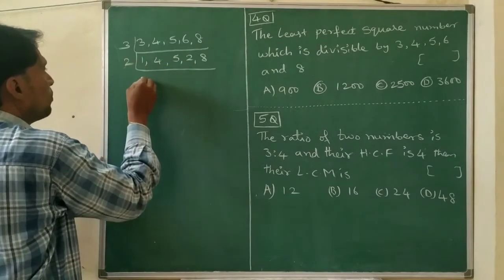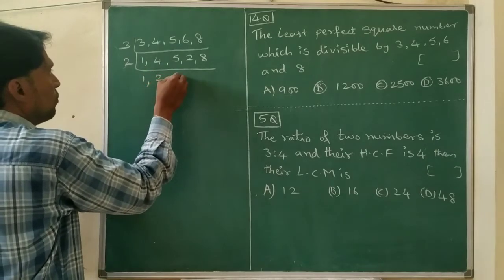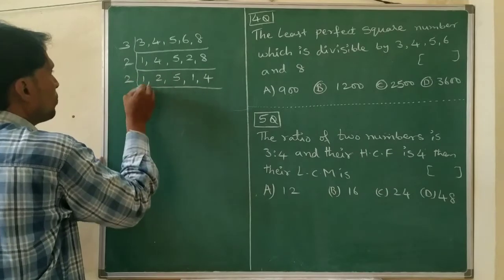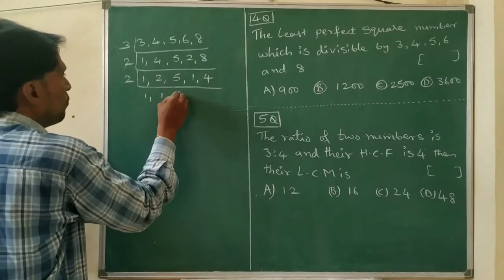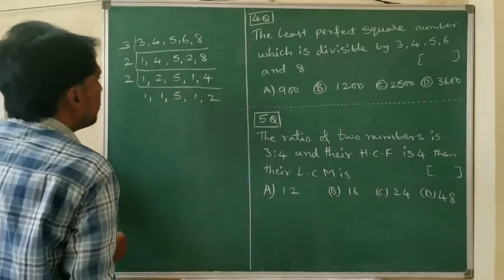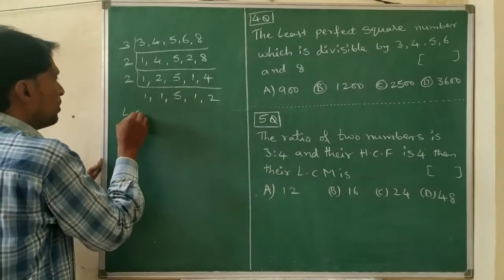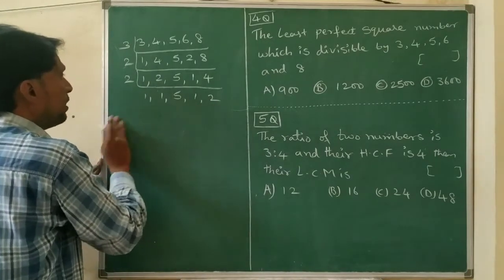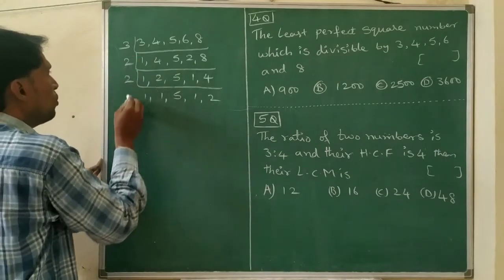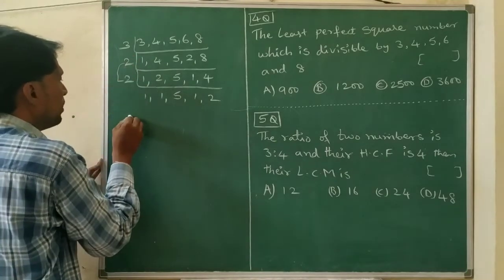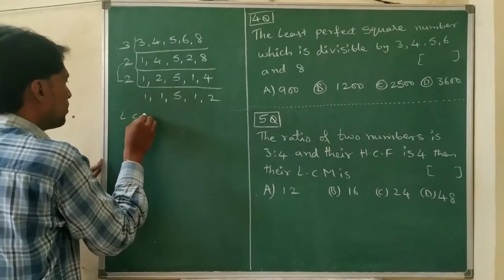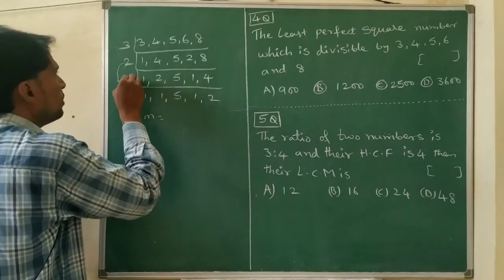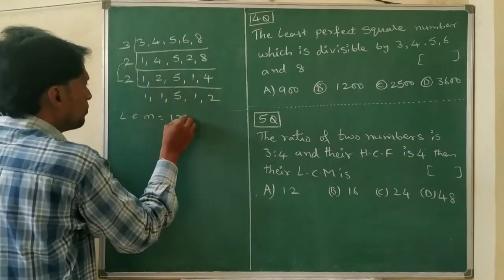Now 2 table: 2 twos are 4, 5 as it is, 2 threes are 6, 2 fours are 8. Again 2 table: 2 ones are 2, 5 as it is, 2 twos are 4. Now the LCM equals: so here you have to take the pairs. Both of these we can take as a pair. Otherwise you can take the LCM. LCM equals 2 into 2 into 2 into 3 into 5, which is 120.